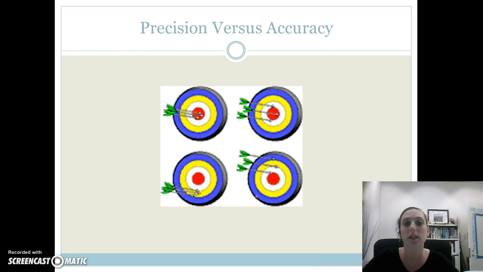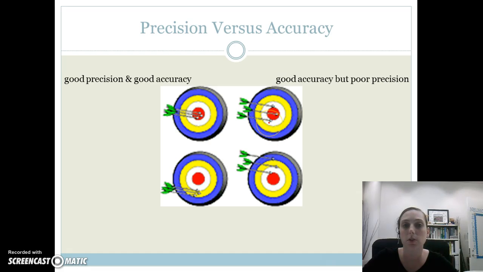So if we take a look at these four little diagrams here, let's decide which is precise and which is accurate. If you look at the first one, it's hitting the bullseye, and all of them are in the same spot. So we could say that is both precise and accurate. Let's take a look at this bullseye. They're around the bullseye, but they're not clumped. So we would say good accuracy because we are getting near what we're trying to get, but poor precision because we're not getting the same result over and over and over again.